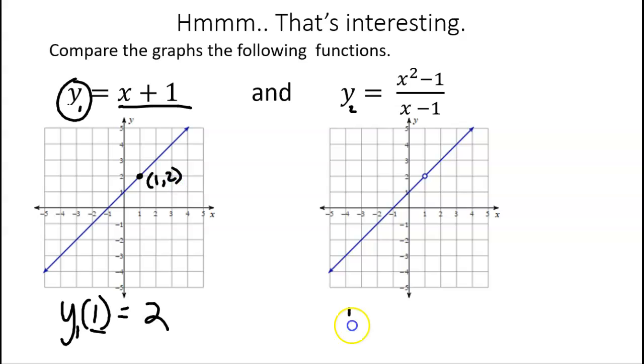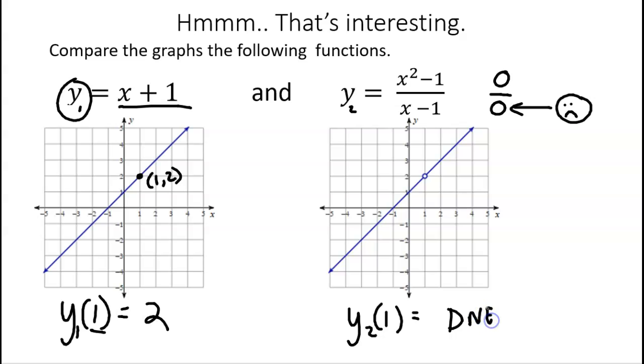What if I asked you to find y2 of 1? In other words, we want to plug 1 into the y2 function. Well, if you plug 1 into the top, you're going to get 0. If you plug 1 into the bottom, you also get 0. And you're not allowed to have zero in the denominator, which means it doesn't exist. And that is why at this point we have a hole where x equals 1.